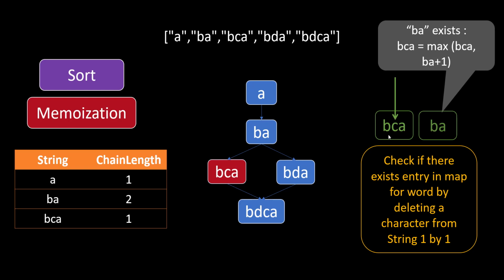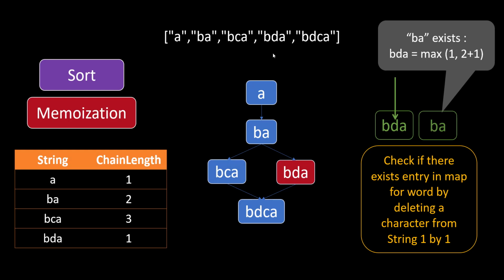If we delete this, we get BA, and BA has already been calculated and its result is 2. So we can reuse this result. And the answer for BCA would be max of BCA, that is 1, or BA plus 1, that is 2 plus 1. And that gives me maximum of 3, and I store that in my map as a new result for BCA. Next we go to BDA and perform the similar checks.